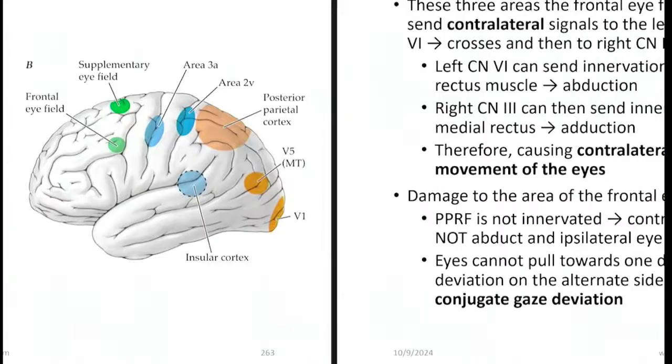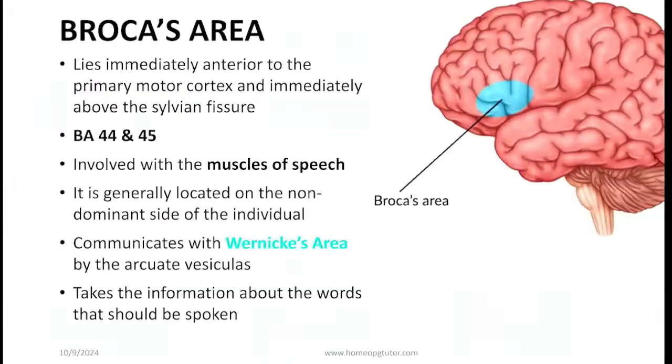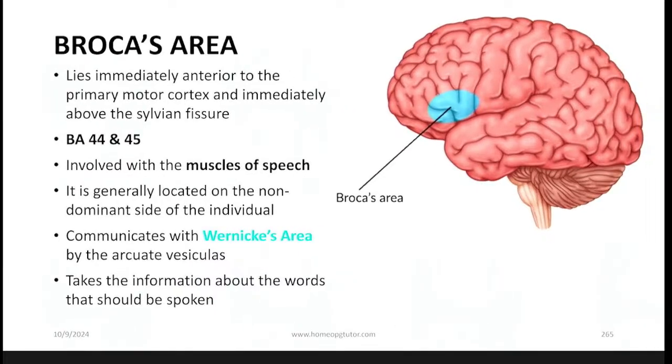Now apart from that, let us see about Broca's area. Broca's area lies immediately anterior to the primary motor cortex and immediately above the Sylvian fissure. We have already mentioned this is the lateral fissure, the lateral sulcus or the Sylvian fissure. Just above it, we are going to see Broca's area.